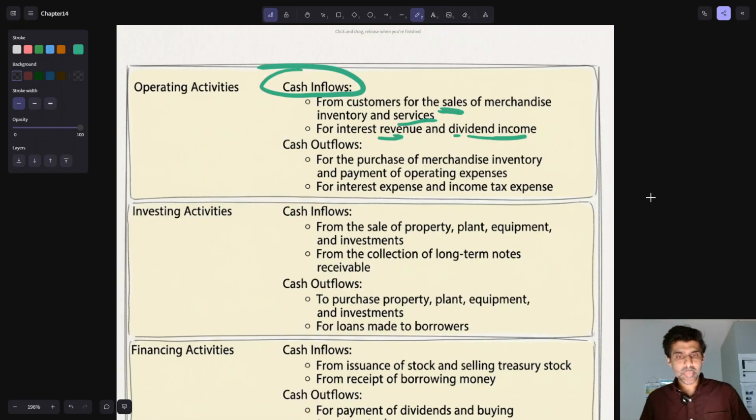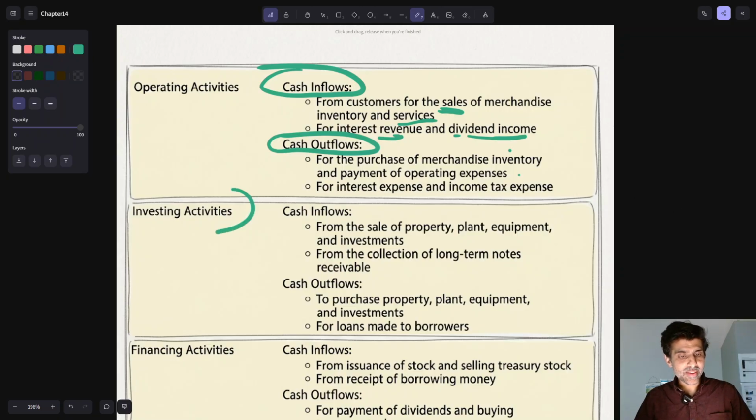And then of course the cash outflows: paying for inventory, for example, paying for any operating expenses like salaries, utilities expense when you actually pay the bill, right? Because you're going to have utilities expense debit, utilities payable credit, but it's not going to appear on this statement of cash flow until you actually make the payment and cash is part of the transaction.